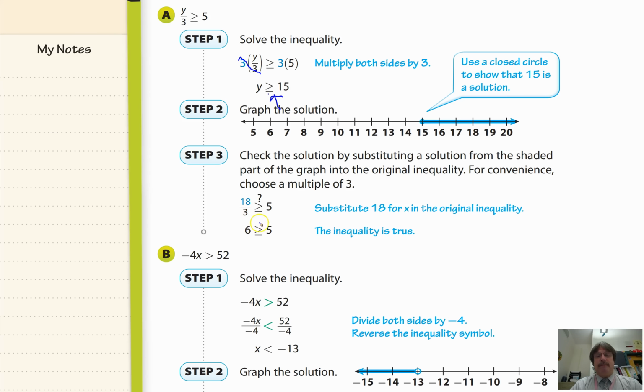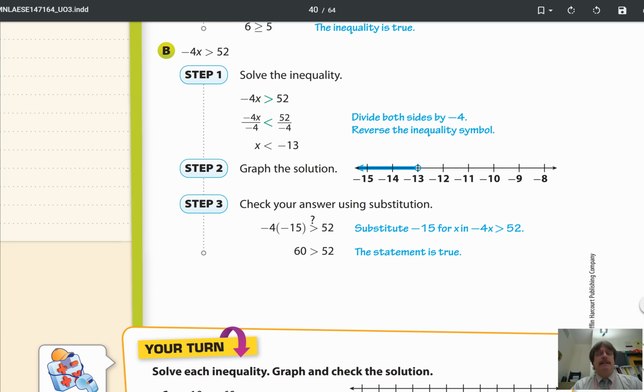And then down here, step 3, they show you an example of a number that you can use. So 18 divided by 3 is 6. 6 is greater than or equal to -5. Looking at the next example here, -4x is greater than 52. So this is the -4. So we're going to have to divide out by -4.